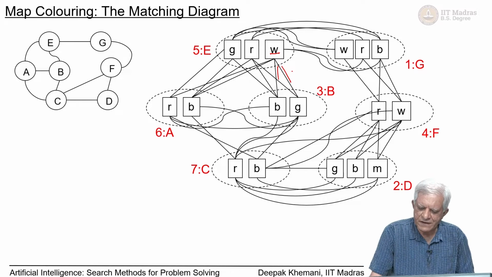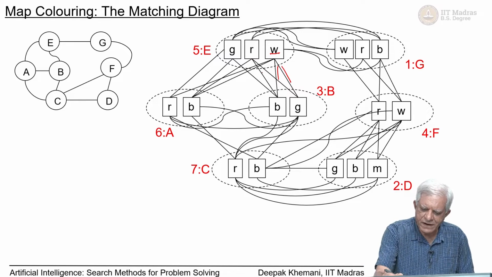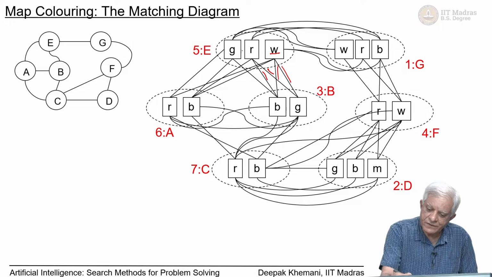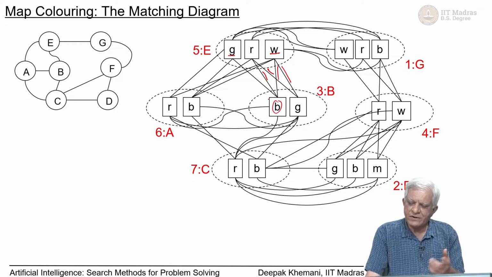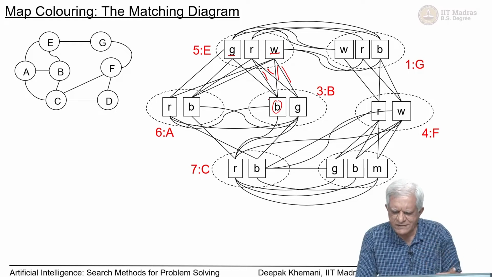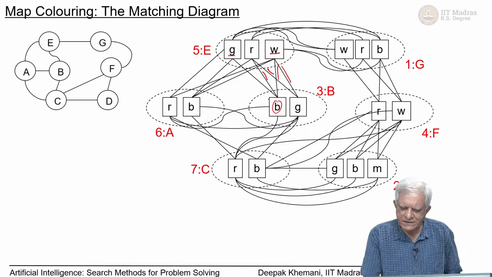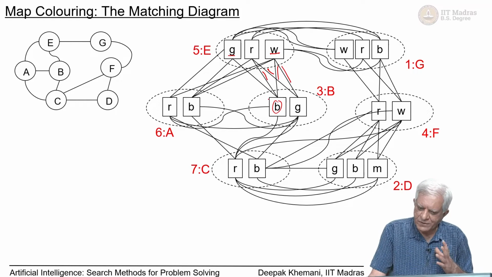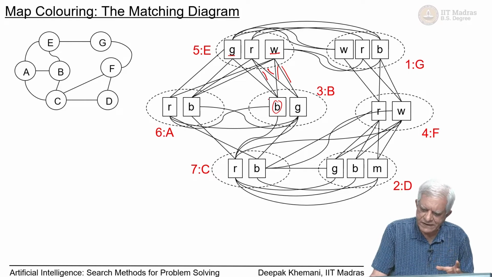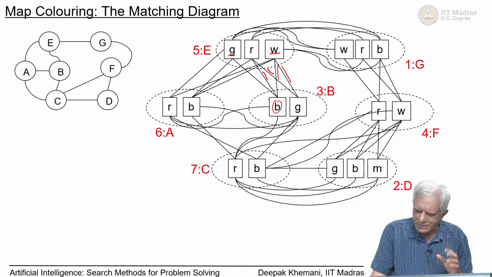And likewise for R, R is also connected to both variables because that is what the map coloring problem is all about. But the variable G is connected only to one variable, which is B, because you can't have a G in the other variable. So, this is the matching diagram that we have discussed earlier, and now we will watch the progress of forward checking on this problem essentially.